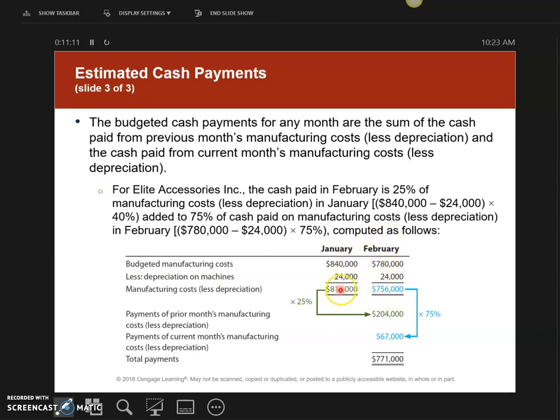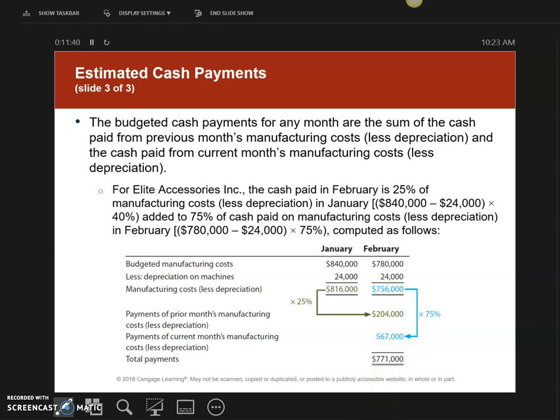So for February, 25% of January's will be paid out in February. 75% of February's will be paid out in February. So here's my total payments in February. So I'll say it again. 25% of the previous months will be paid in February. 75% of the current month will be paid in February for a total of this.